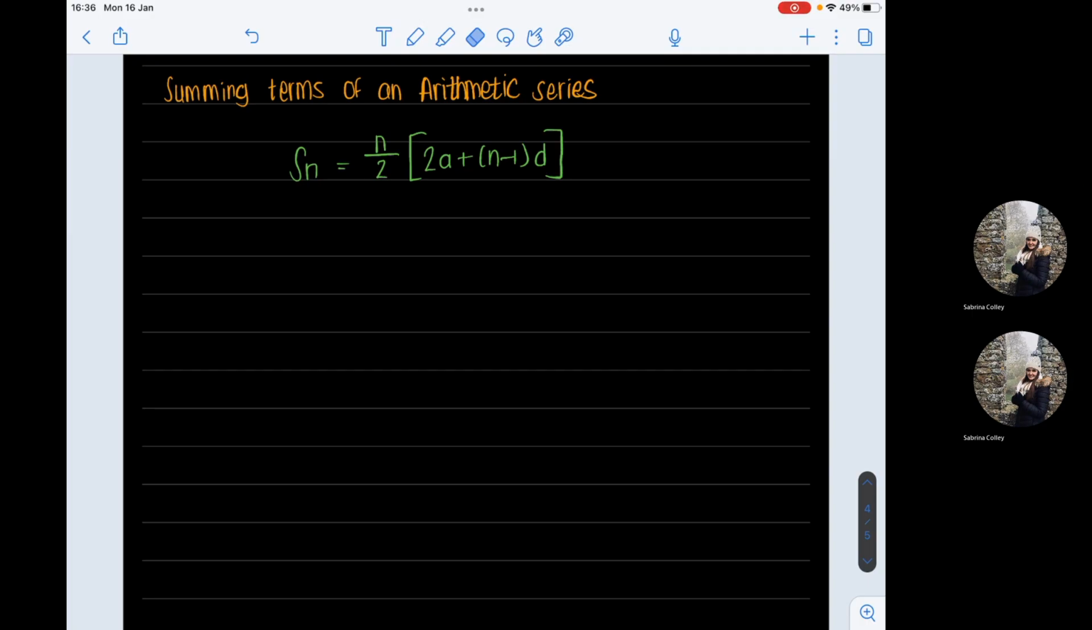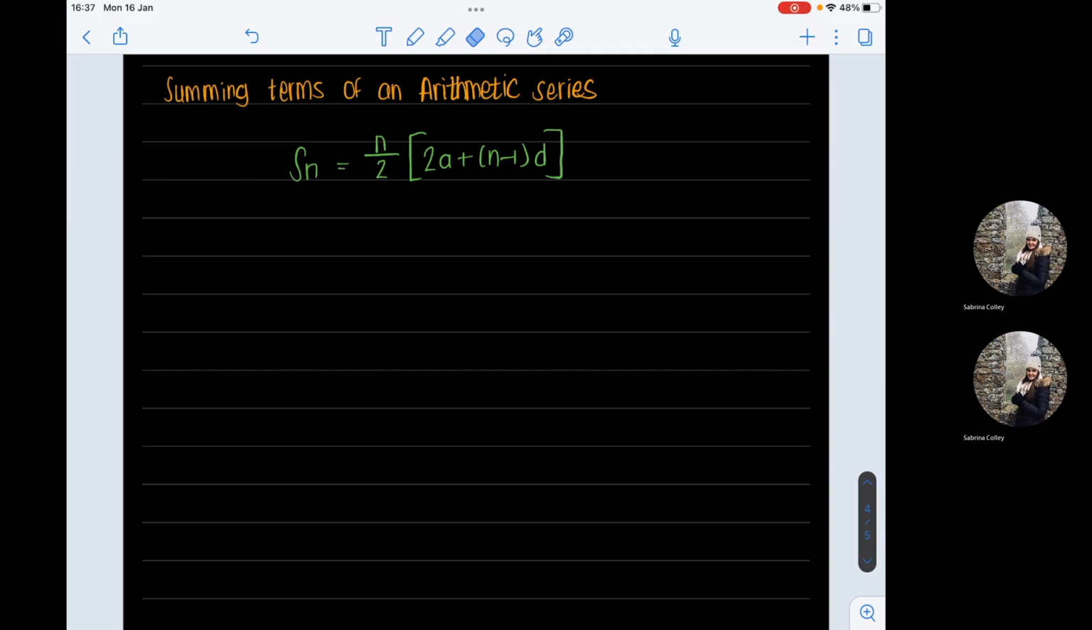So the first thing we're going to look at is how to sum up the terms of the arithmetic series. We could do it the long way, like what I showed you, but what if they want the first 20 terms, or the first 100 terms? Then we can't sit and put in each and every term number. It's going to take too much time.